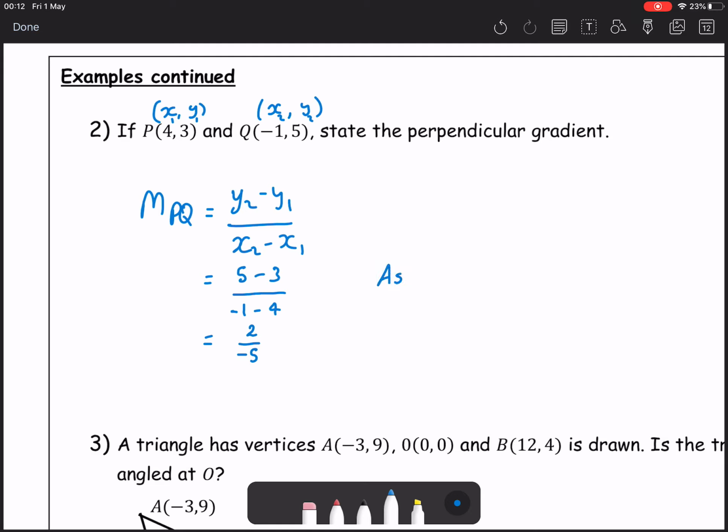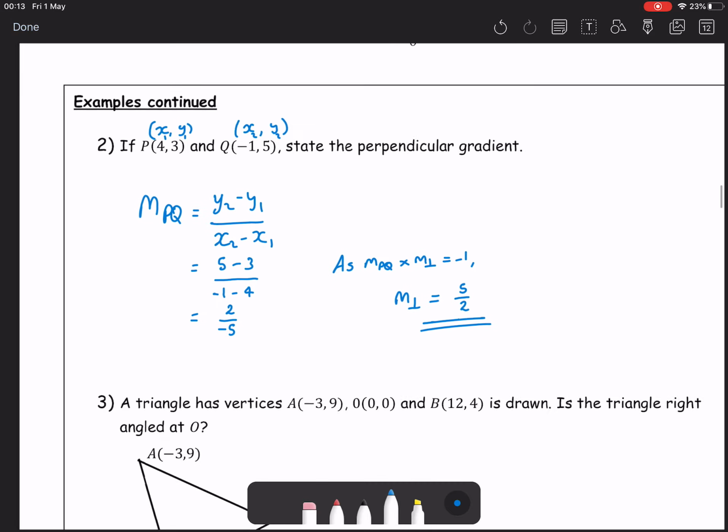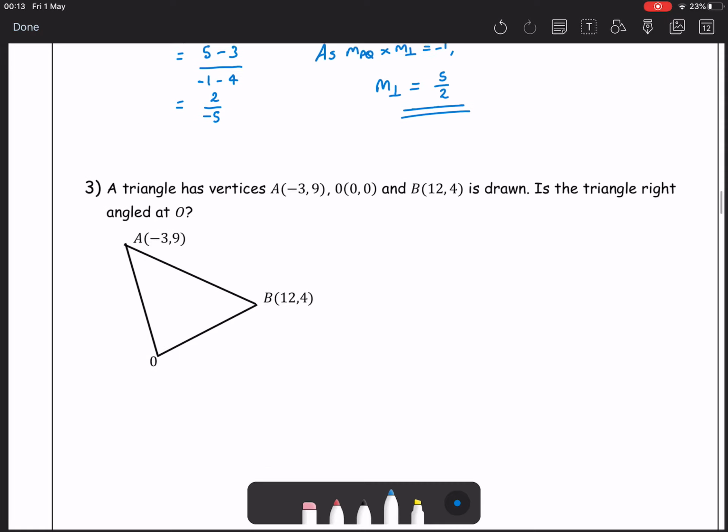And as m PQ multiplied by its perpendicular gradient is equal to minus 1, our perpendicular gradient must equal 2 over 5. The 5 and the 2 flip, and we make negative. Okay, and our third example is again slightly different.